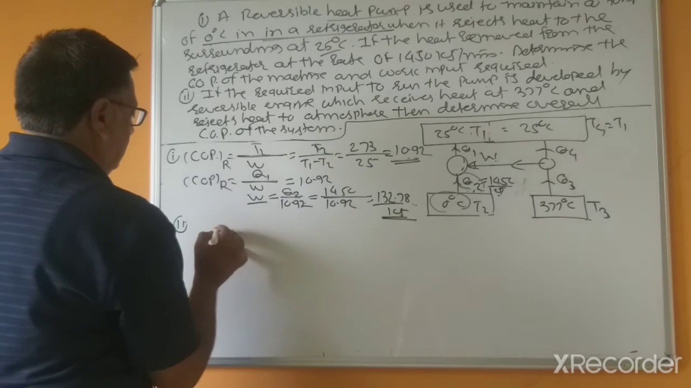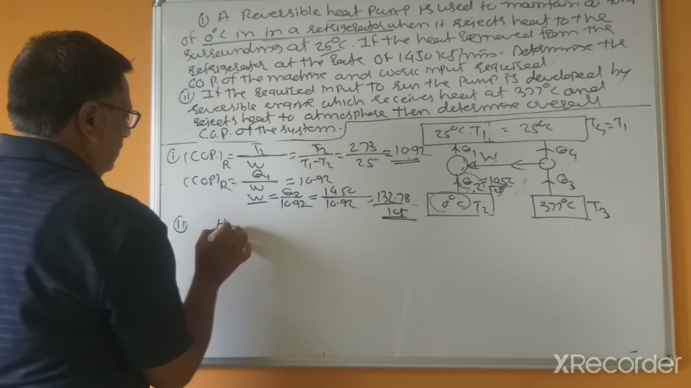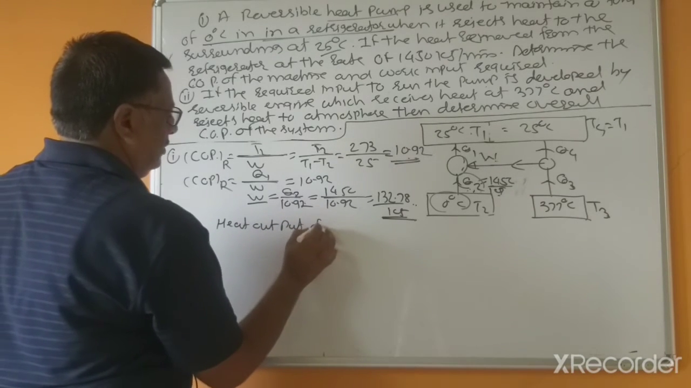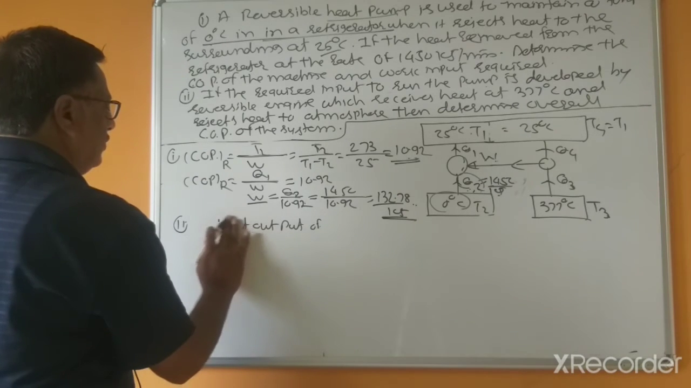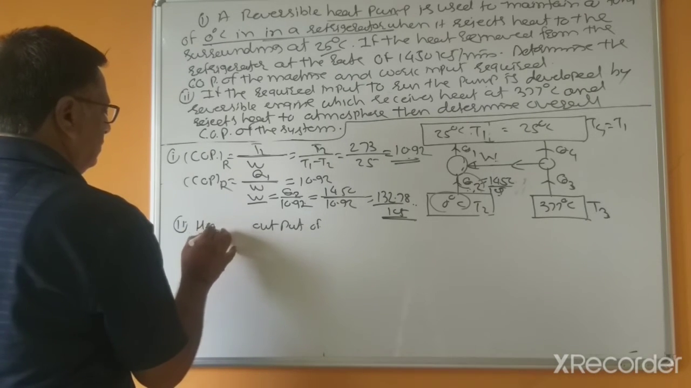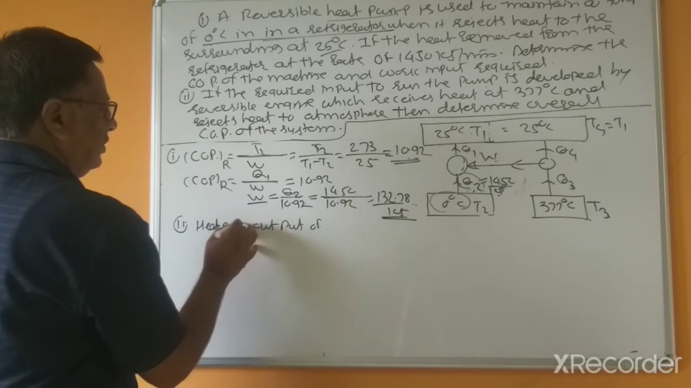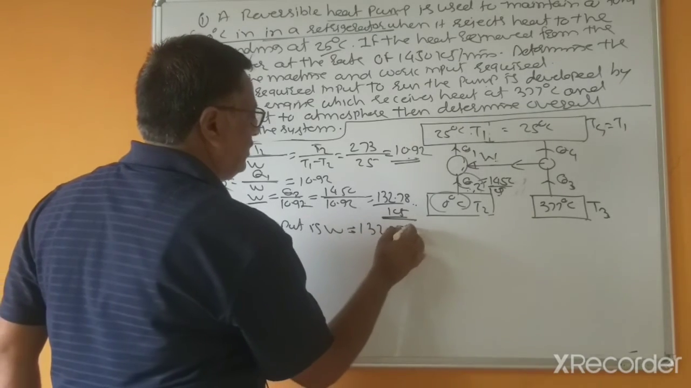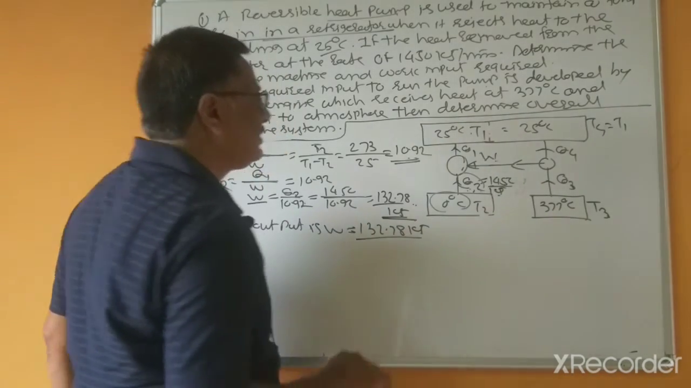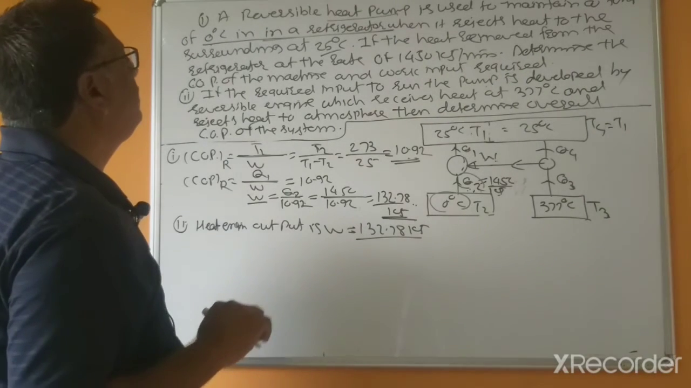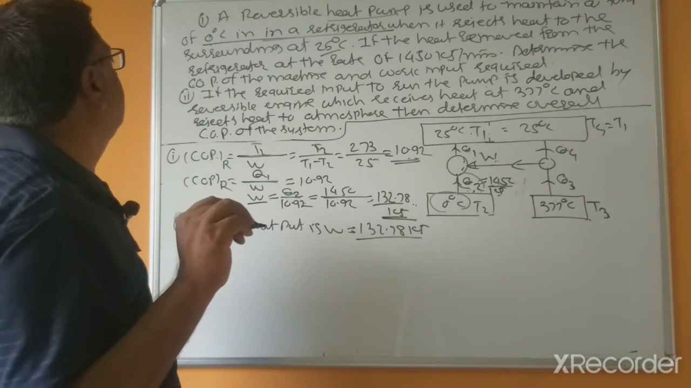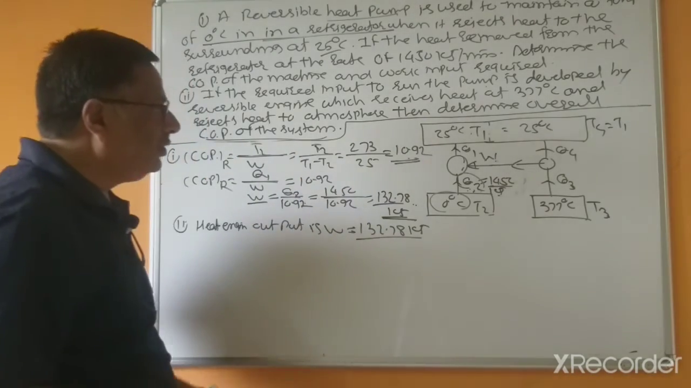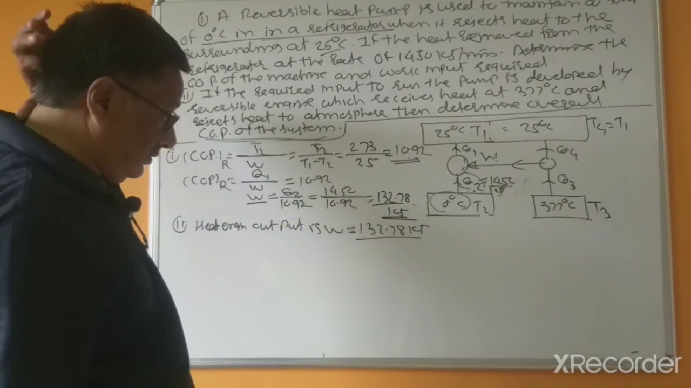For the second bit, heat engine output is W equal to 132.78 kilojoule, because same, right? What is to be calculated now? The engine receives heat at 377 and rejects to the atmosphere. Then determine the overall COP of the system.